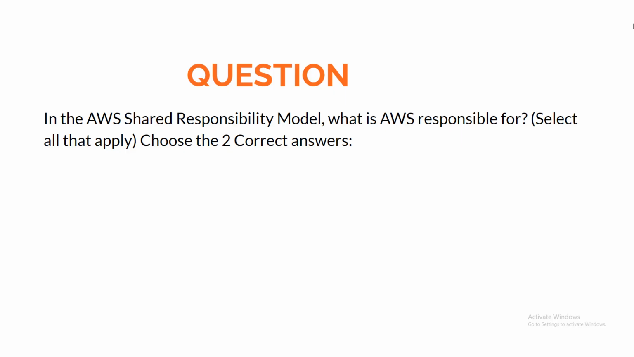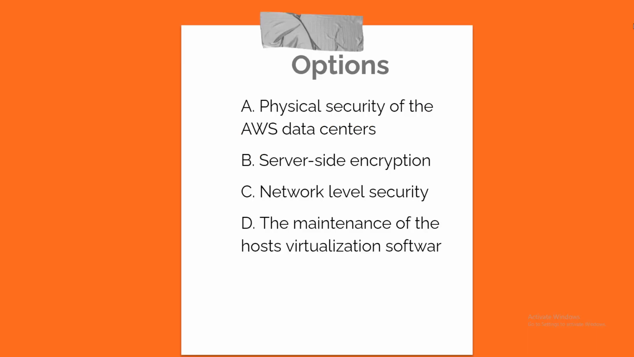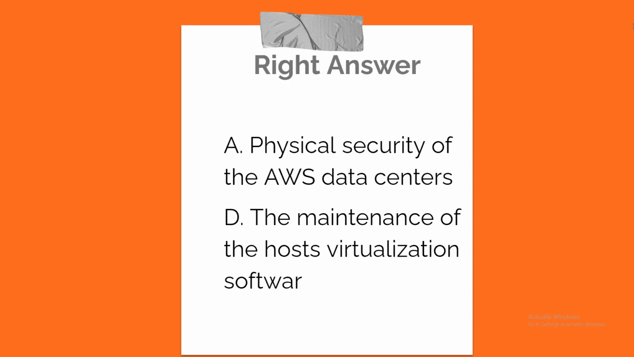Question: in the AWS Shared Responsibility Model, what is AWS responsible for? Select all that apply. Choose the two correct answers. A. Physical security of the AWS data centers. B. Server-side encryption. C. Network-level security. D. The maintenance of the host's virtualization software. Answer: A. Physical security of the AWS data centers. D. The maintenance of the host's virtualization software.